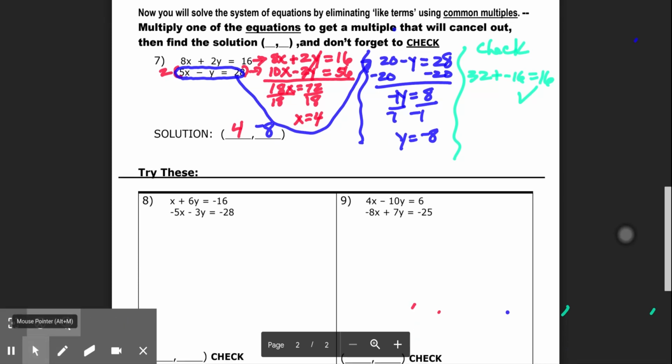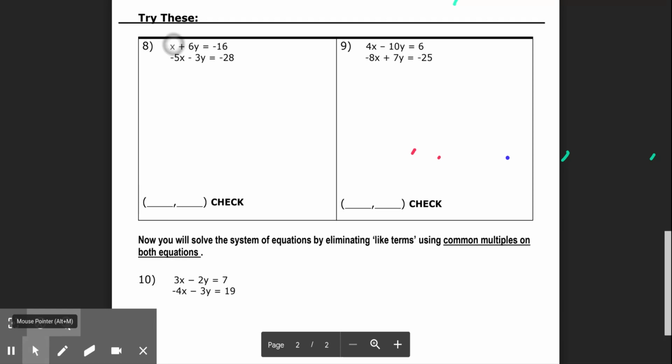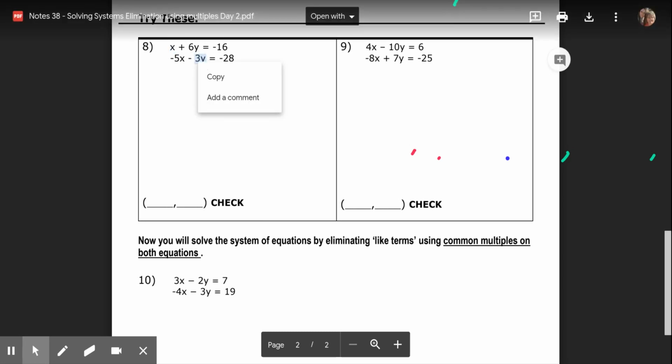All right, let's go see what we're going to do on 8, 9, and 10. So it says to try these. So let's go ahead and take a look at number 8. I guess it really doesn't matter. We could eliminate the x's by multiplying this equation by a 5. We could eliminate the y's by multiplying that equation by a 2.